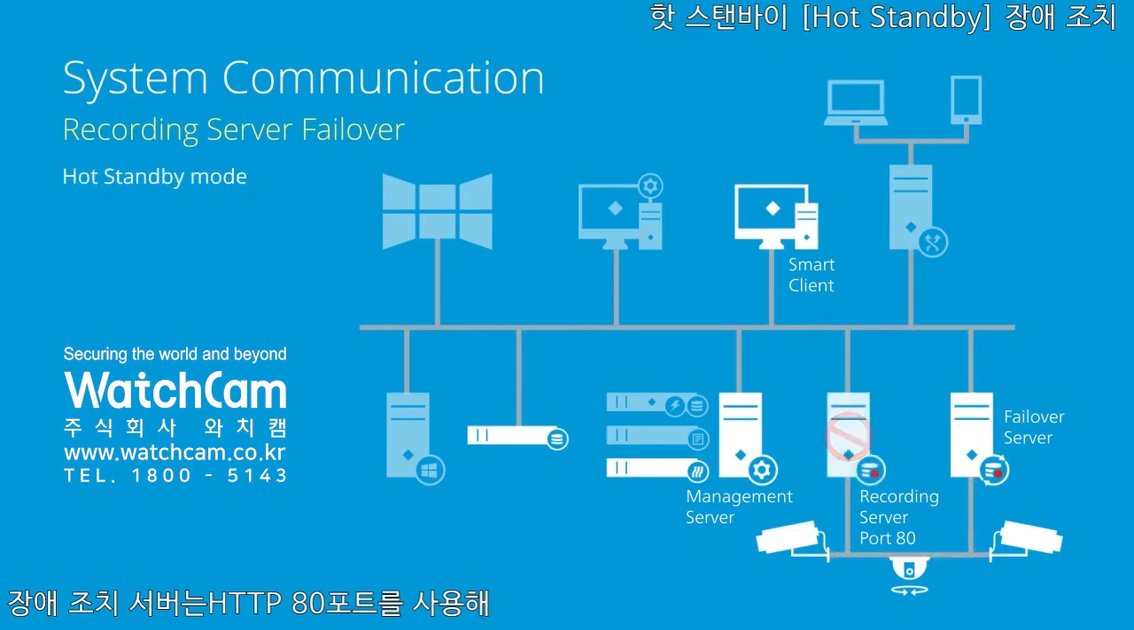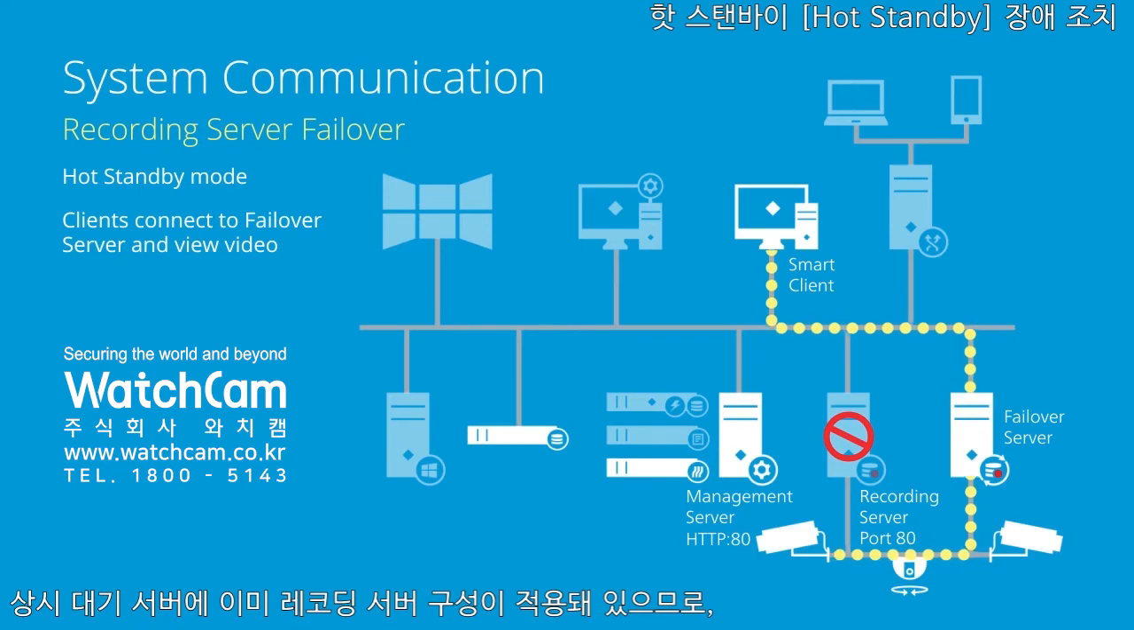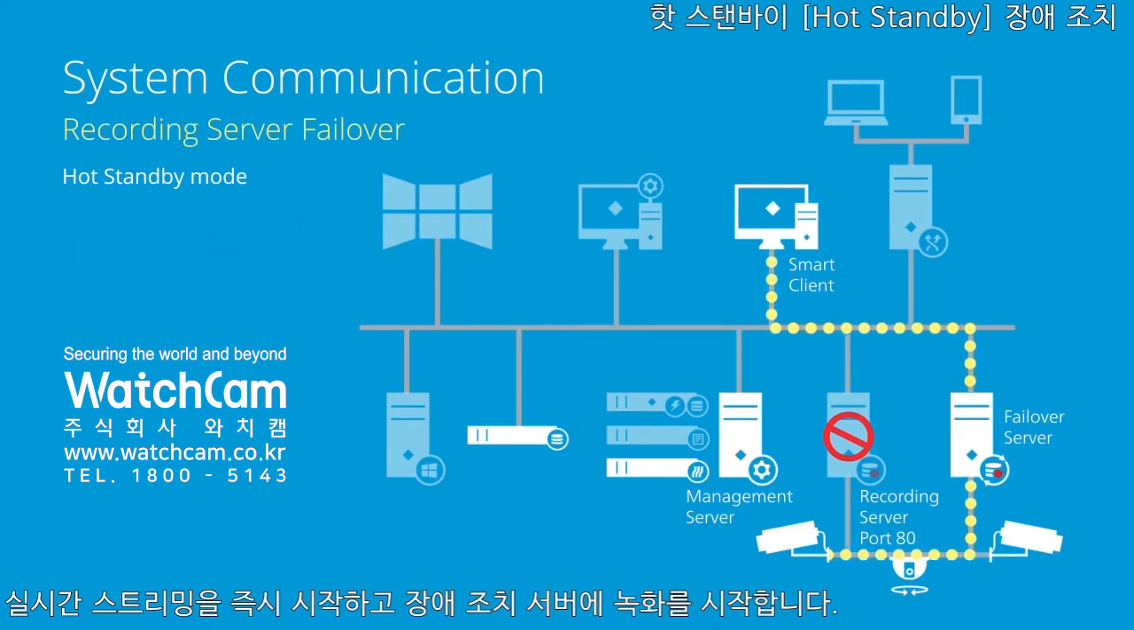In hot standby mode, the failover server sends a message to the management server on port 80 using HTTP. As the hot standby server already has the recording server configuration loaded, it immediately starts the live camera streams and starts performing any event-based recording.